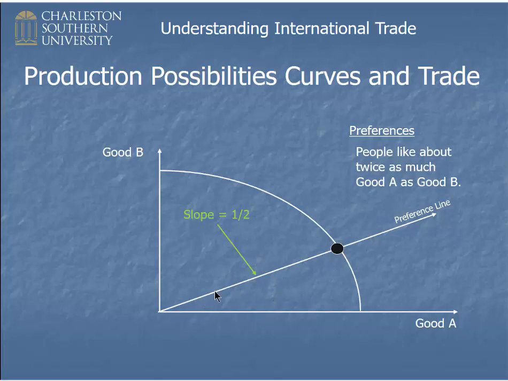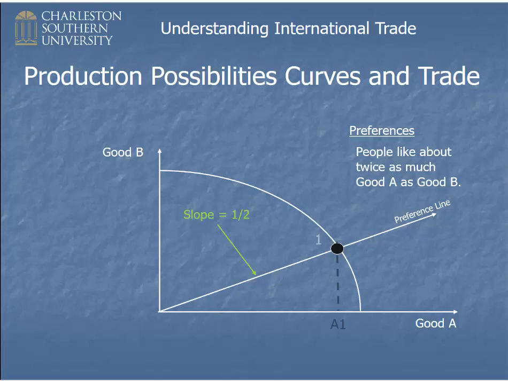So we can draw this ray from the origin with that slope of 1/2, and we would call that the preference line. This preference line, of course, is related to these particular preferences. If it turned out that the people in this country liked A and B equally, then the preference line would be about 45 degrees and it would pass through here. If it turned out that the people in this country liked, for example, 5 B's with every A, then the preference line would be really steep like this. It would have a slope of 5 because it would be 5 B's for 1 A, 10 B's for 2 A's, and so forth. But for these preferences that I've given here, this is the preference line.